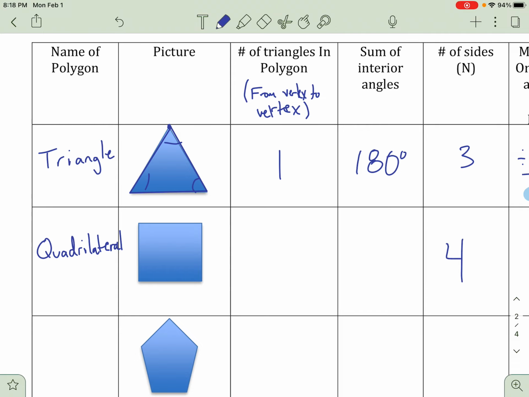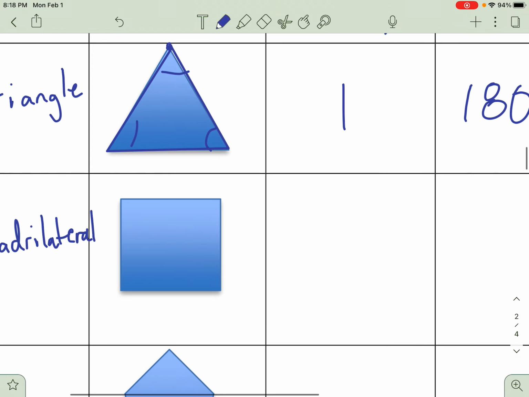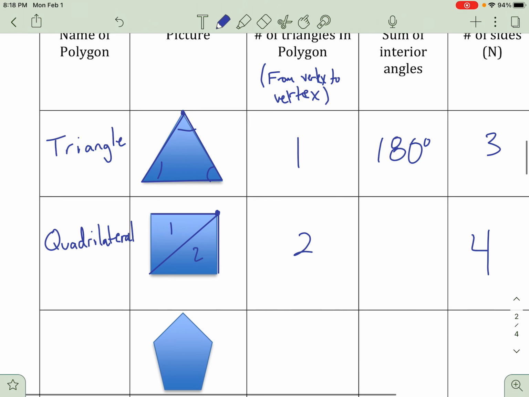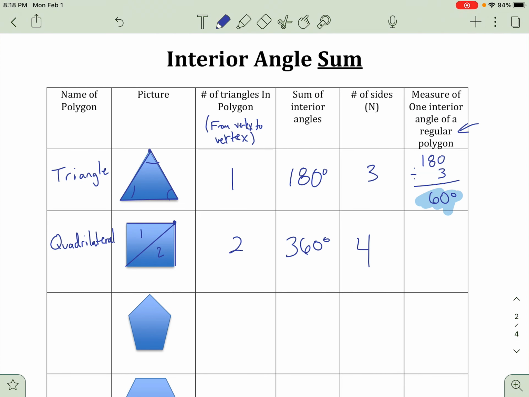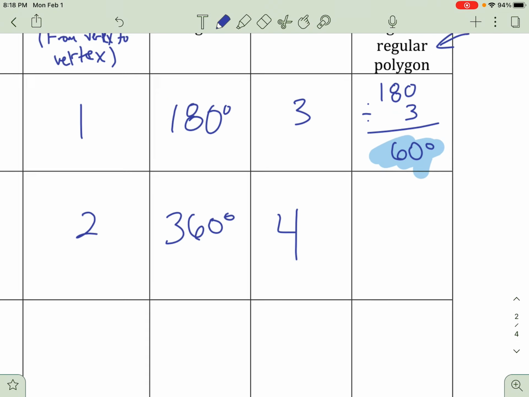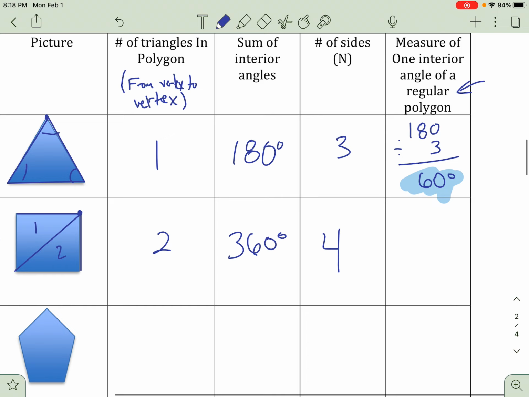Okay, number 4. It's a four-sided shape. How many triangles can you make? If we go from a vertex and draw a line across to the other vertexes, it makes 2 triangles. A triangle is 180 degrees, so 180 times 2 tells you that any quadrilateral is made up of 360 degrees.